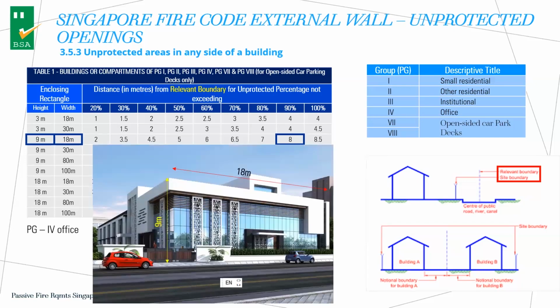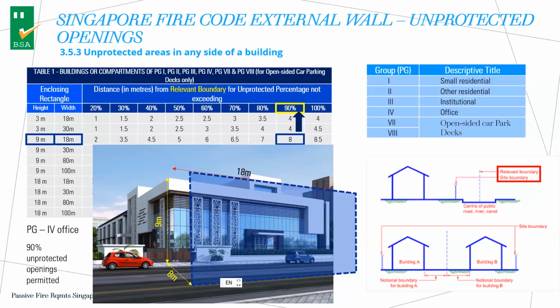This is a building, 9 meters high, 18 meters wide, and the fire code also tells you what the boundary means, because sometimes you don't have a boundary wall. For this building, there's no boundary wall. You measure the boundary from the middle of the road and say this is 8 meters from the middle of the road. In this case, you are allowed to have 90% of this wall comprising unprotected opening. That means it can be ordinary glass or just an opening that has no fire resistance. That's how they allow you to design the amount of external space that is unprotected.